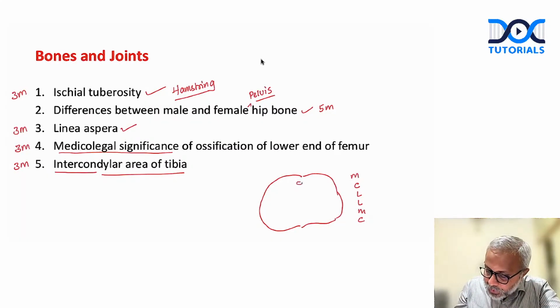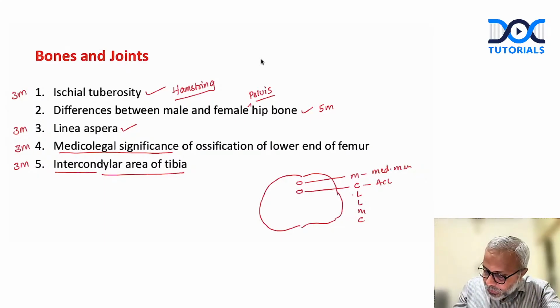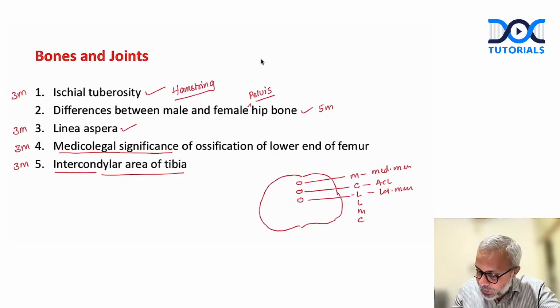First structure we have is the anterior end of the medial meniscus. Then posterior to this, we have the anterior end of the anterior cruciate ligament. Then the L stands for the anterior end of the lateral meniscus. Then what does this L stand for? This is the posterior horn of the lateral meniscus.